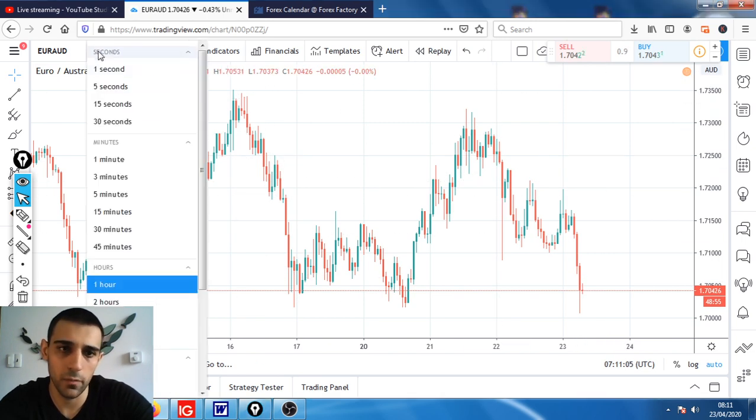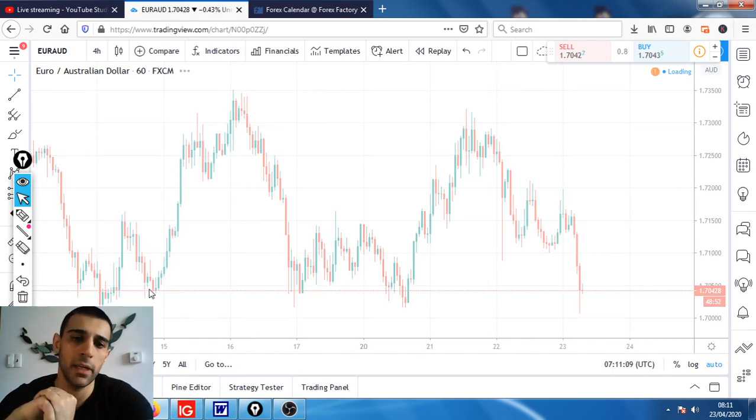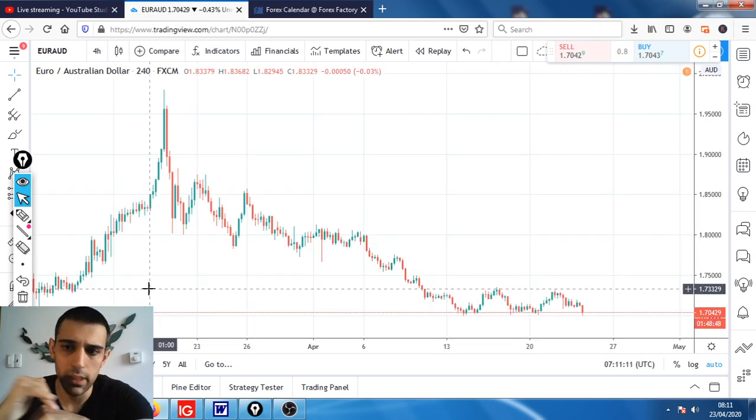And as far as the targets go, let's have a look at the 4-hour time frames and see what we have in here.